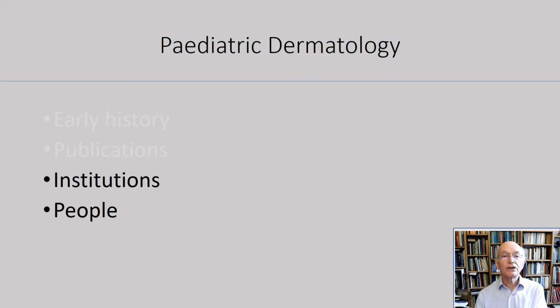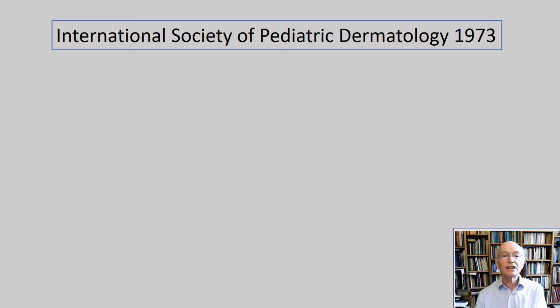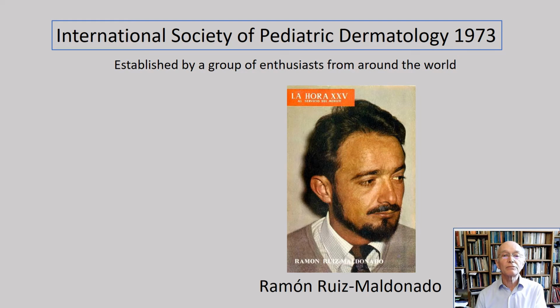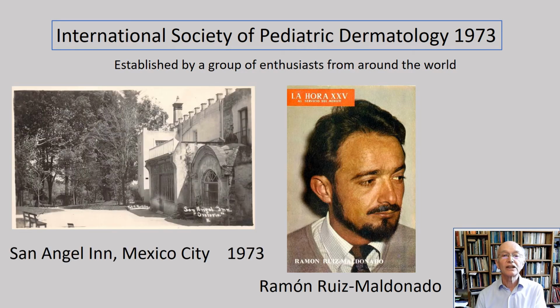I will now move on to the first institution in our history. This is the International Society of Paediatric Dermatology, the forerunner of national and regional societies. It was set up by a group of dedicated paediatric dermatologists who were known to one another. The instigator was Ramon Ruiz Maldonado, and the location, the San Angel Inn in Mexico City.